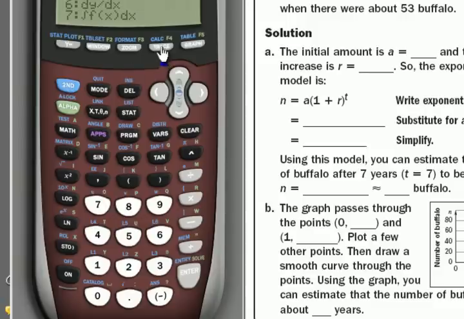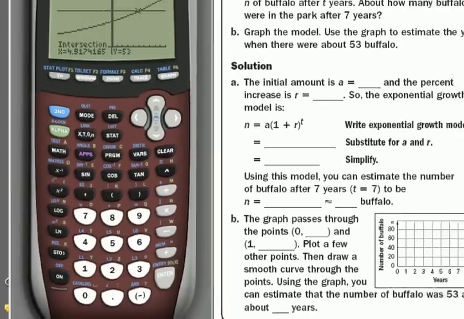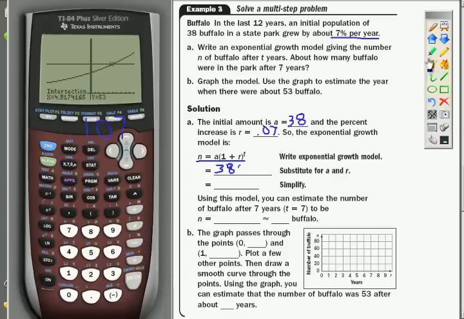So if I do second calculate and intersect between my first curve and my second curve, look at there. After 4.9 years, or approximately 5 years, I'm going to have 53 buffalo. So that's a great way on your calculator to get that problem solved. So we said approximately 5 years, and we graphed it all right on our calculator. So that was a great help to us.